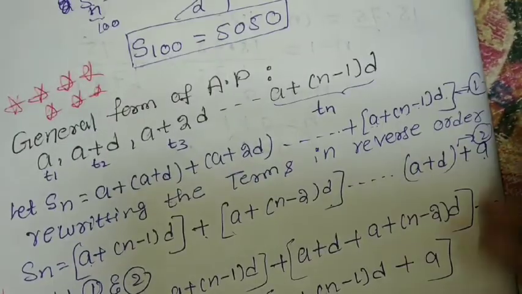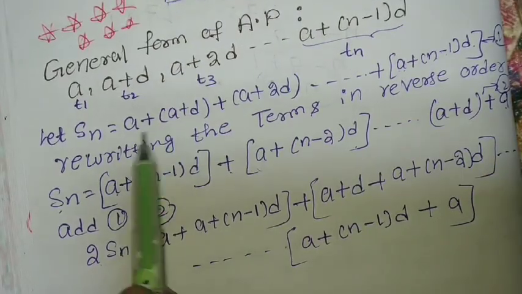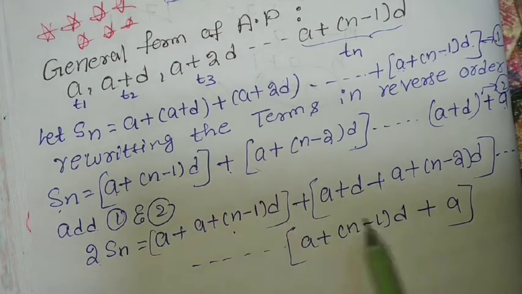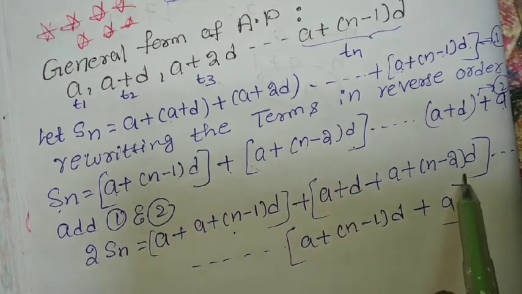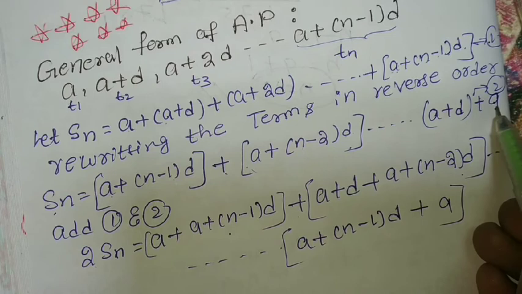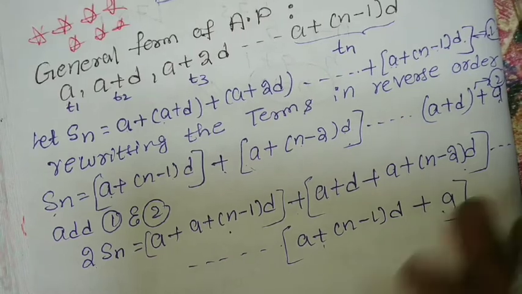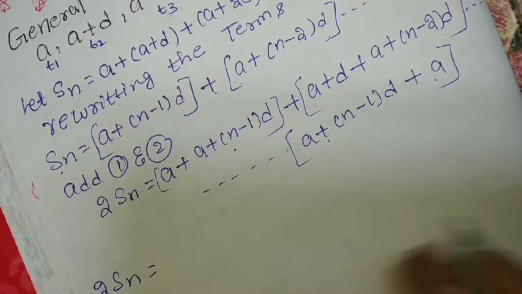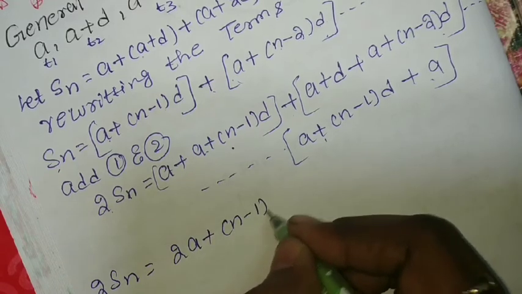Now I am adding equation 1 and 2 itself. See, Sn plus Sn, what we have? 2Sn. Next A plus n minus 1 into D. This is plus A plus 2D, A plus 2D, not A plus D, plus A plus n minus 2 into D. See, and so on. What is the last term? We have A plus n minus 1 into D. And here what is the last term? That is A. So add both numbers. Are you getting? So next step what we have to do here? Check once. 2Sn is equal to A plus A, 2A plus n minus 1 into D.